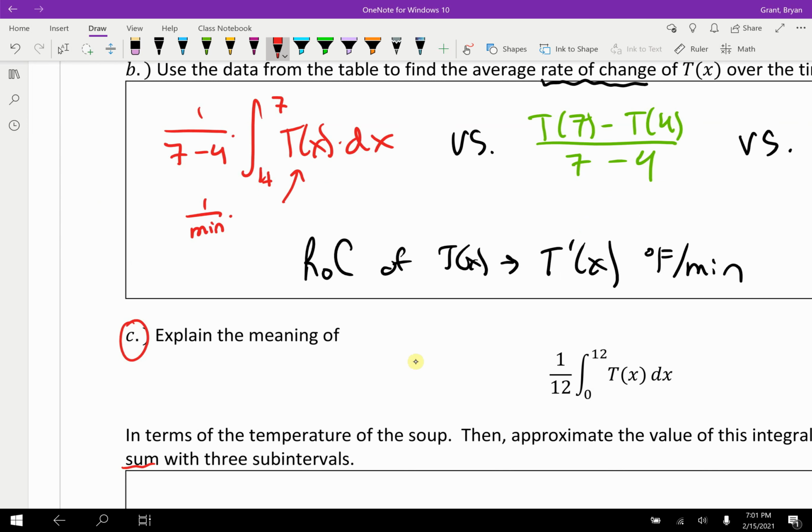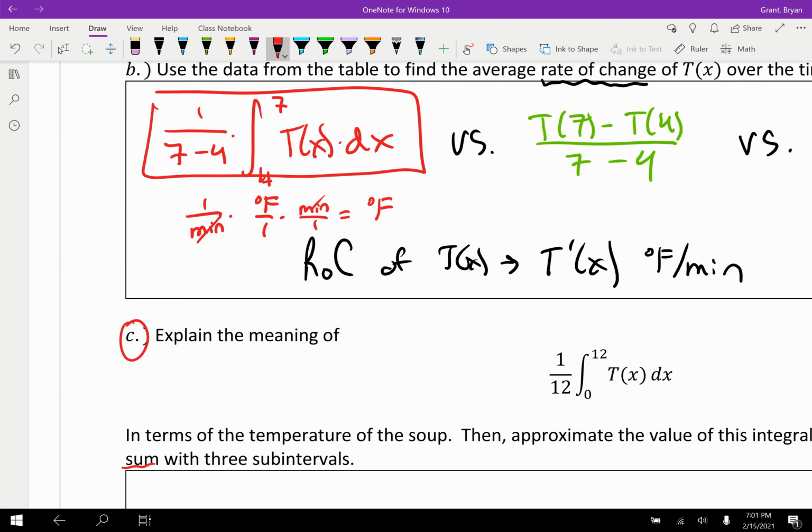But what about this T of x? Well, T of x from the table we know is degrees Fahrenheit. You can think of this as over 1 if you'd like. And then dx, well, that's the change in x values, and the x values here have units of minutes, over 1 if you will. So as we go through here and multiply all these out, what's going to happen? These minutes reduce and you end up with just degrees Fahrenheit. So this entire expression will tell us something about degrees Fahrenheit.